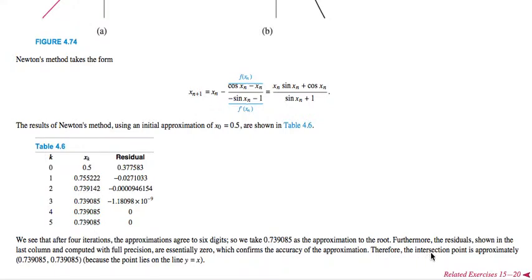Therefore, the intersection point is going to be at approximately 0.739085, and the y-coordinate is going to be 0.739085 also, because remember that this point has to lie on this line y equals x.